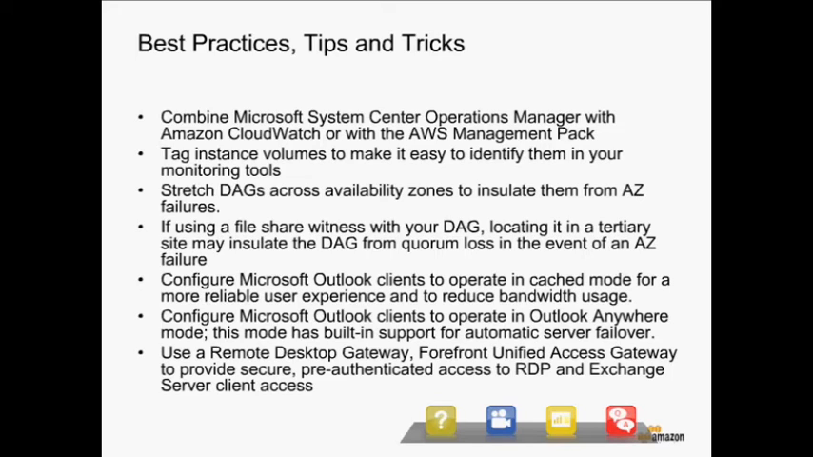Other things that we recommend are configure your Outlook clients to operate in cache mode for a more reliable user experience. Also, it reduces the internet bandwidth required. Configure your clients to operate in Outlook Anywhere mode. This mode has built-in support for automated service failover. Use a remote desktop gateway, Forefront UAG, to provide secure pre-authenticated access to RDP and Exchange server client access.